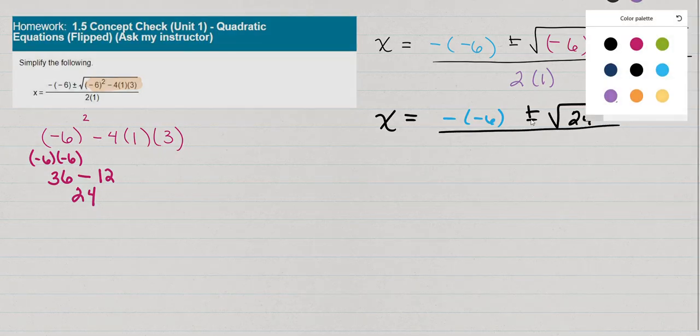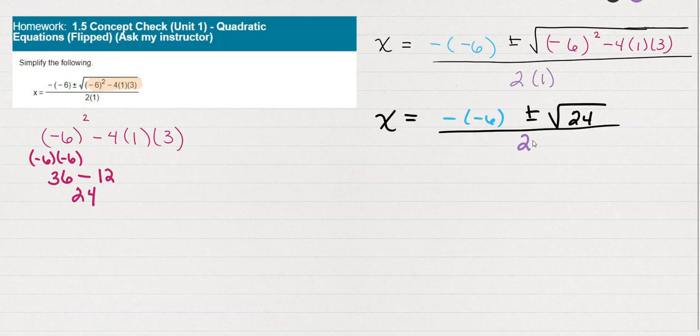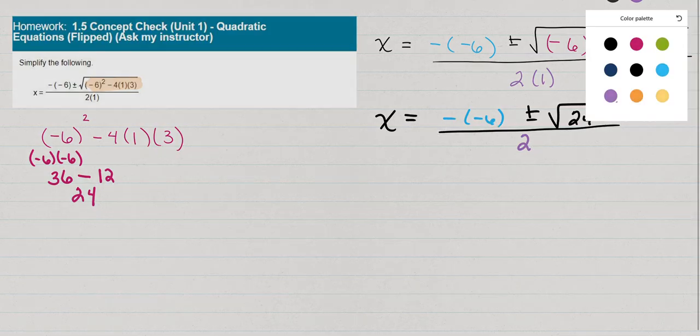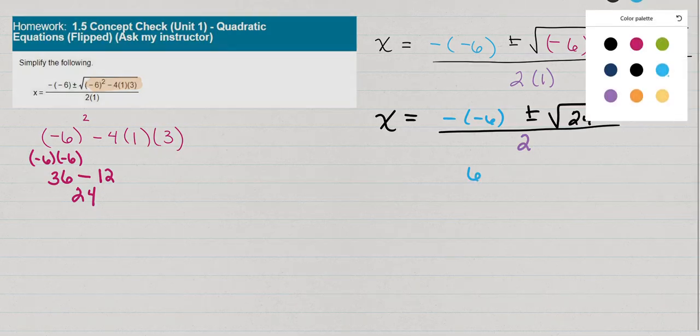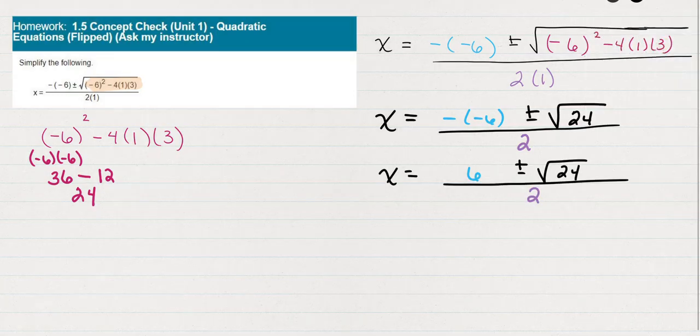Now I could go ahead and do that 2 times 1 and get 2. I could go ahead and simplify this opposite of negative 6 to be positive 6. So we have 6 plus or minus the square root of 24 over 2. Now the only thing left to do here is going to be to simplify that square root of 24.